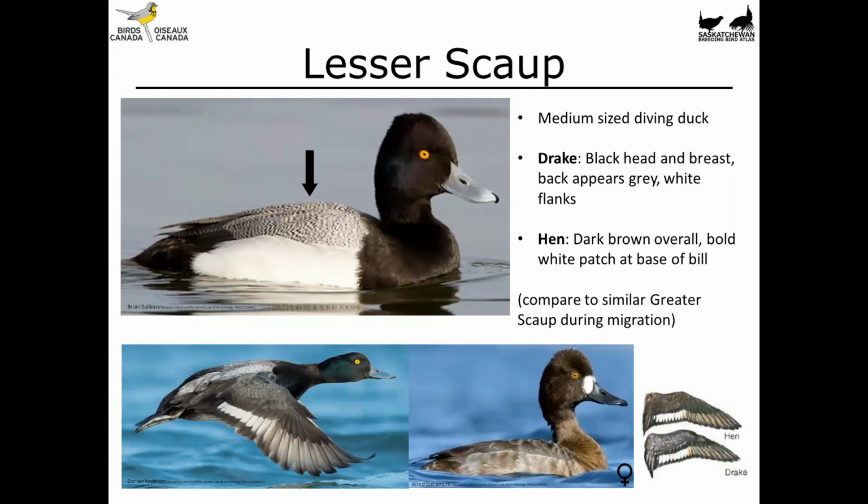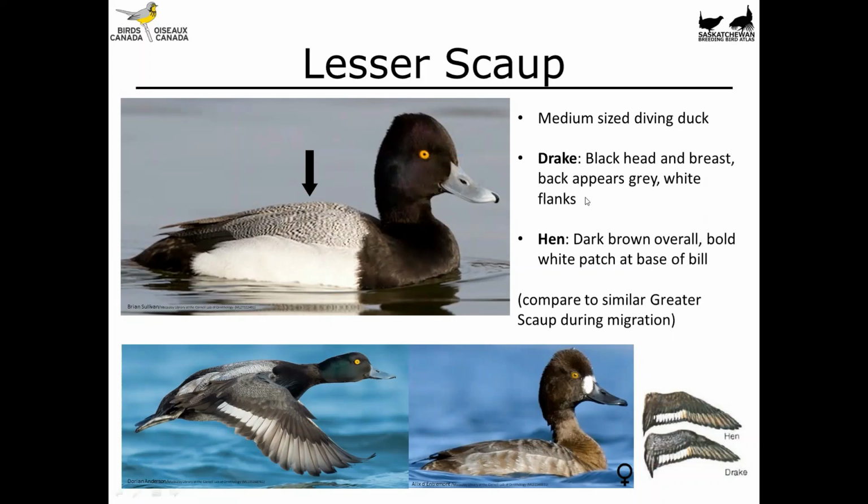The next diver is the lesser scaup. It is also a medium-sized diving duck. It's about 70% the size of a canvasback. The drake has this black head that when caught in the light properly, it'll look kind of greenish in color, as you can see on this bird down here.